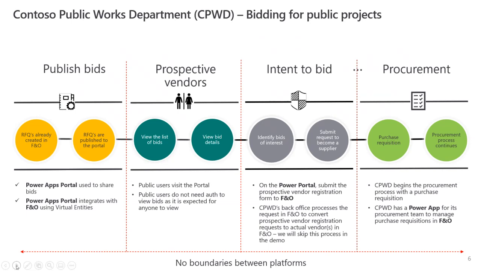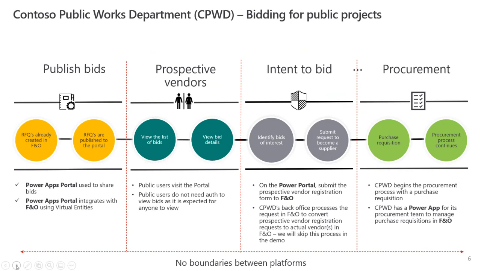Anyways, so we start this scenario out by publishing RFQs out to the portal by using virtual entities. So I've enabled a handful of virtual entities in my finance and operations environment and my related common data service. And when I create those RFQs, they automatically appear out in the portal. Then I've got vendors and prospective vendors who can go browse that public portal site and see the details. For my demo, I just built out a very simple page that shows the list of open bids, and you can click to view the details or the lines of each of those bids.